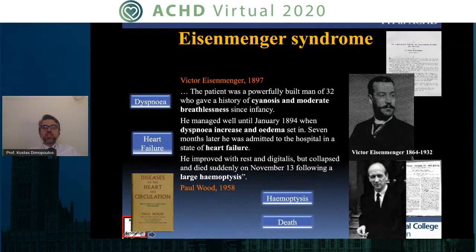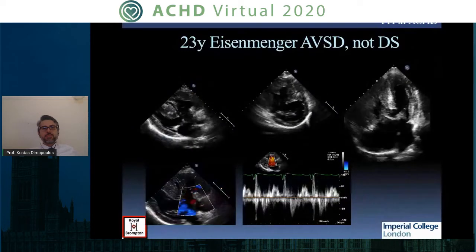Focusing on Eisenmenger syndrome, just to remind ourselves of the first description by Eisenmenger, then reproposed by Paul Wood in his seminal book and papers back in the 1950s, but nothing much has changed since the first description of Eisenmenger in 1897. We have patients with shortness of breath, with heart failure, with hemoptysis, and who die earlier than their peers. So this is very familiar to us following patients even nowadays.